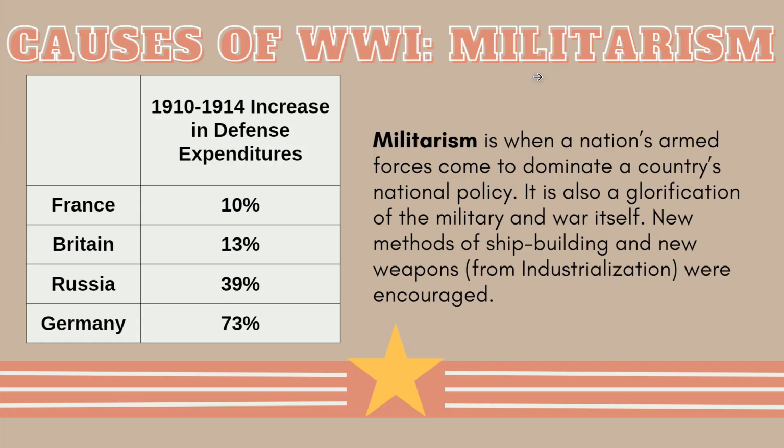So militarism, this is when a nation's armed forces come to dominate the country's national policy, or they put all of their time and attention and money into building up the nation's armed forces. And this is what happened during this time period. Many European countries started to build up their armed forces because of industrialization. They have new weapons, new shipbuilding methods, so now they're able to build up their military. And as you see here, if you answer your question in your guided notes, you would notice that Germany has the highest military expenditures between 1910 and 1914.